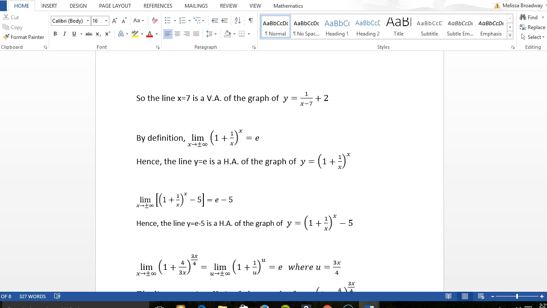Now let's go over here. If I stuck a -5 in here, notice it would just come out of the limit. I'd get E^-5. That did affect the horizontal asymptote. Y equals E^-5 is my horizontal asymptote for the graph of this function here.